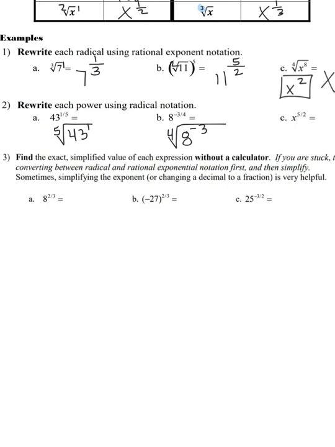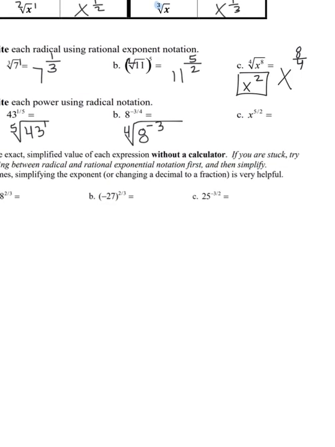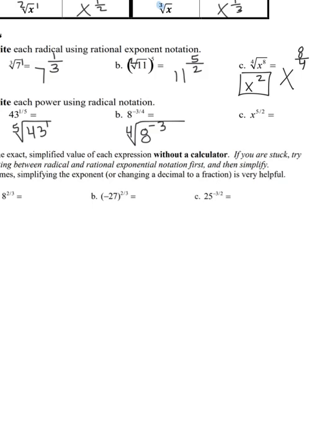And if we look at example C, we have x raised to the 5 halves. So I'm going to start that out with my base of x. And remember, the 5 is the exponent on x. So I've got x to the 5th. And that is all under a radical with an index of 2, so square root.